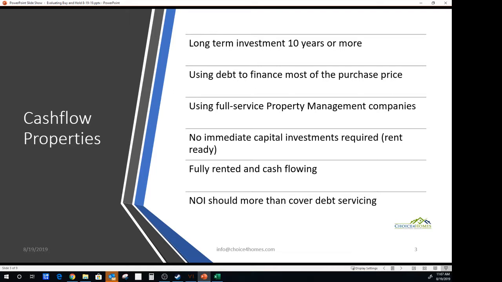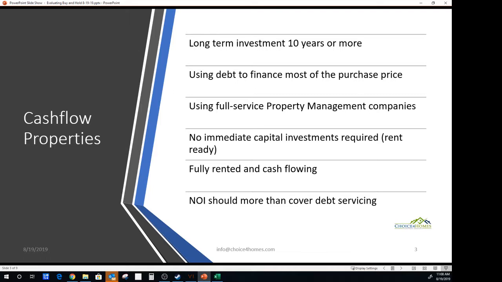Most of the houses, if properly maintained, will last for 100 years. How do I know that? I've bought some of them that are 100 years old. What other assumptions are we going to make here? We're going to be looking at using debt to finance most of the purchase price. We're going to assume we use a full service property management company, and that is going to become more important next week when we talk about ongoing costs.